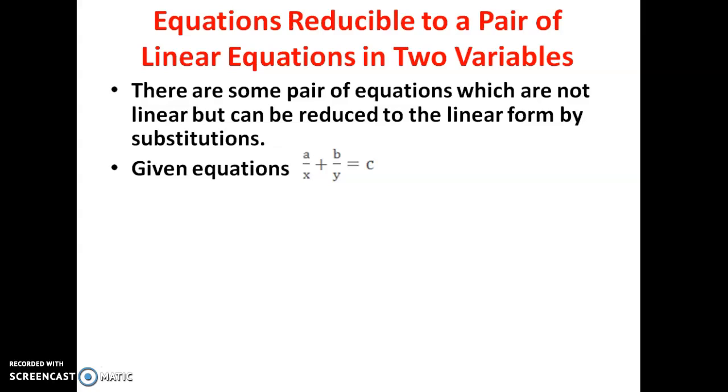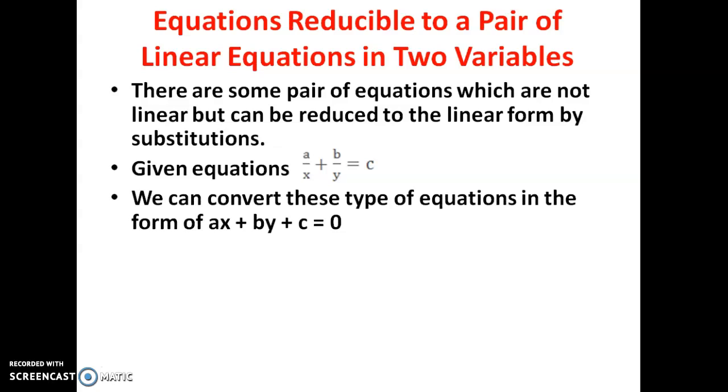Suppose this is the given equation, a by x plus b by y equal to c. This can be reduced to a linear equation. How? We can convert this type of equation into the form ax plus by plus c equal to 0. Okay, this is the standard form for a linear equation. So how to do that?